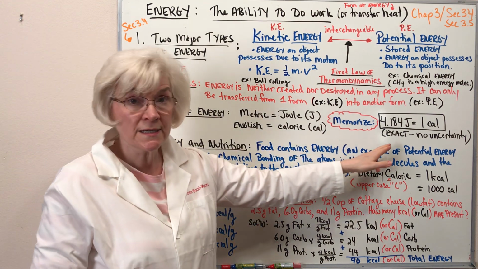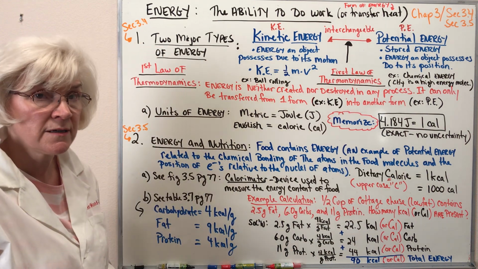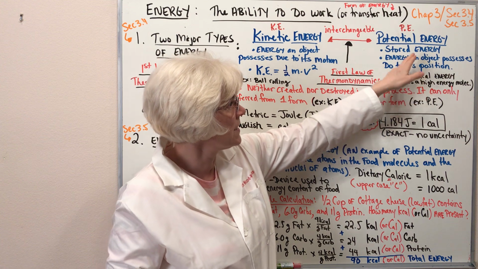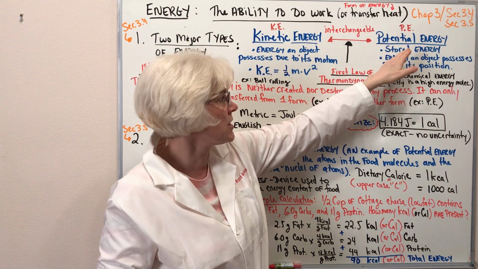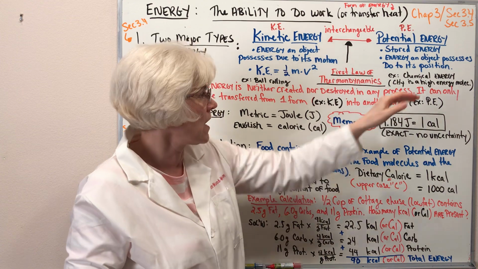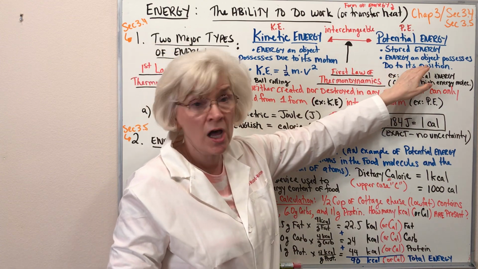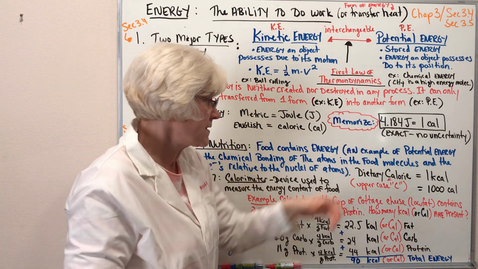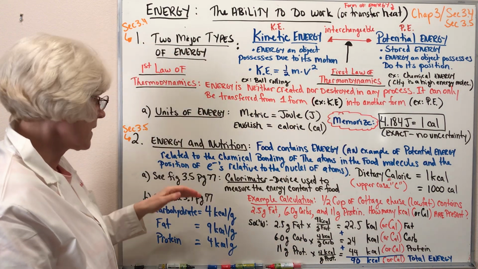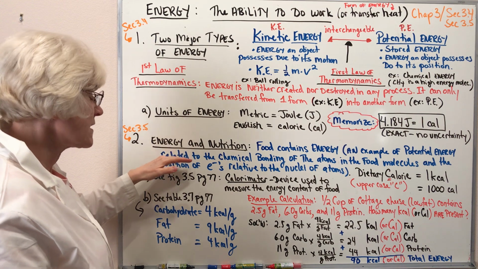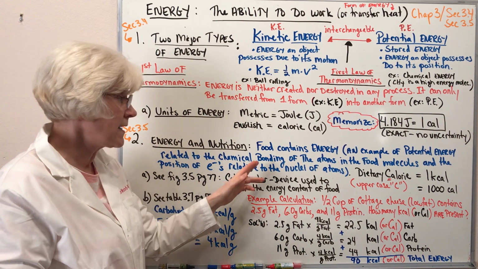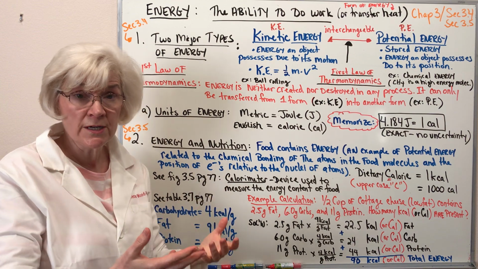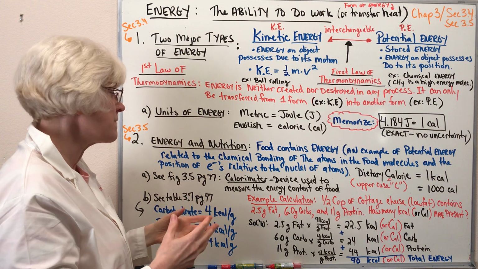Notice that food is an example of potential energy. So I want to come back and illustrate exactly what it means to say that chemical energy is a form of potential energy. What are we talking about when we're talking about energy an object possesses due to its position? Well, food is an example of potential energy, and that energy is contained in the chemical bonding of the atoms that make up the food molecules, the fats, carbohydrates, and proteins that we find in food.